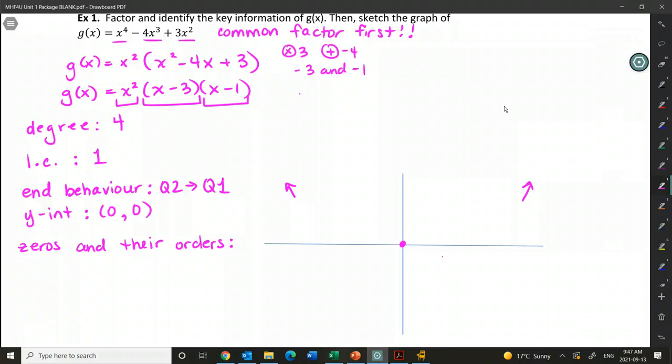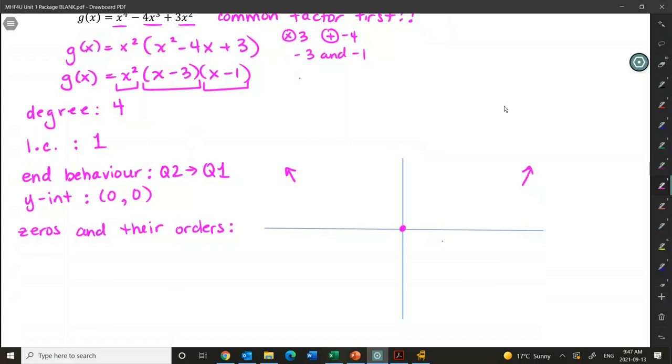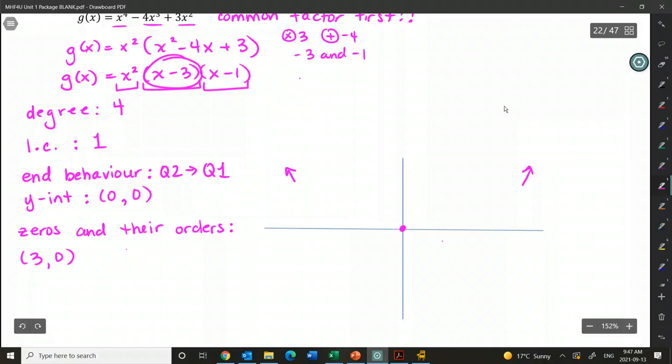Could somebody tell me one of the zeros based on what you see in the factored form there? Clayton? 3 is a zero. So (3, 0) comes from this bracket. And I will know the order based on the exponent that I see on the outside of this bracket. What is the exponent on this (x − 3) bracket here? Sarah? 1, because if I don't see an exponent, I know there's an imaginary 1 exponent there. So I'm going to say this is order 1. Okay, so we got one of the zeros from this.